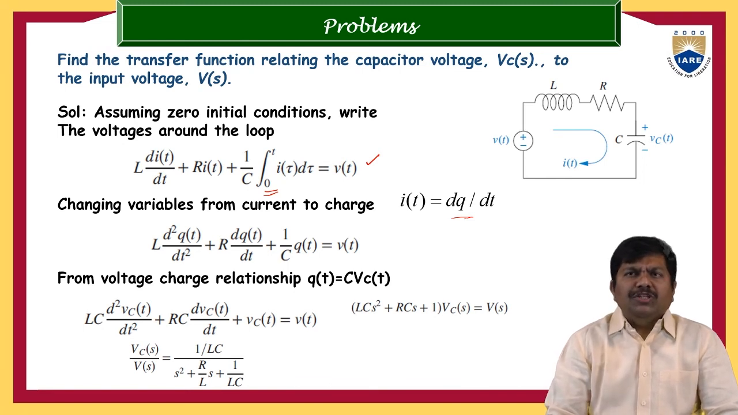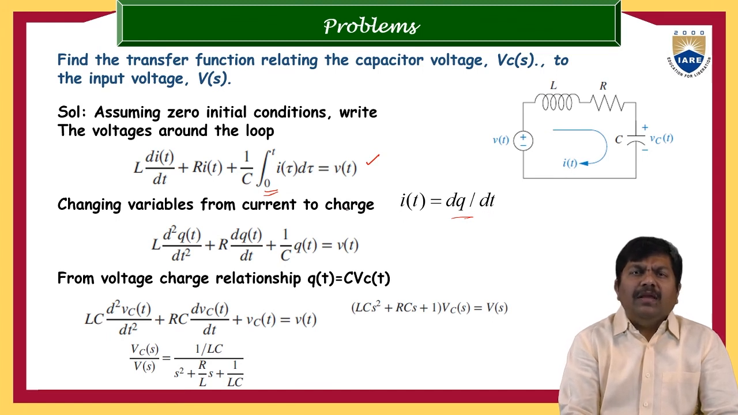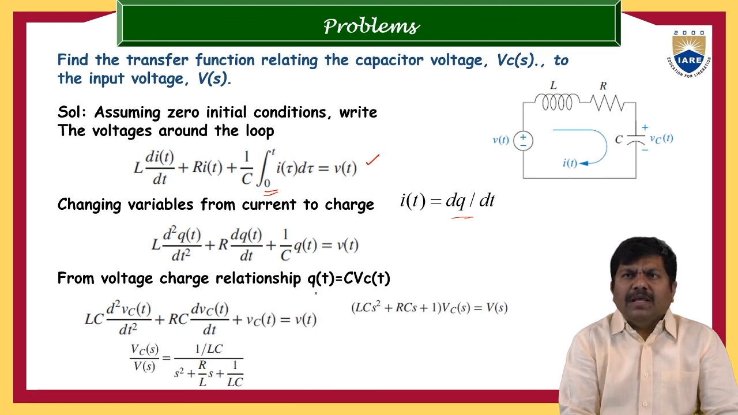So from the voltage charge relation, even though you can eliminate some of the parameters. Why we have taken i(t) equal to dq by dt is only in order to eliminate the integrator. And one more relation I am taking here: q(t) is equal to C into vc(t).